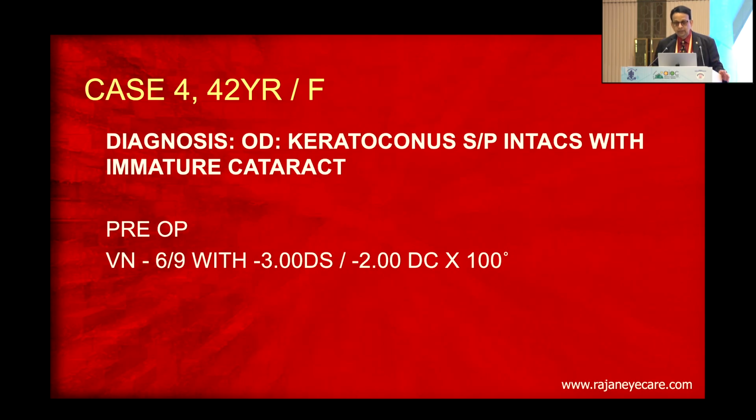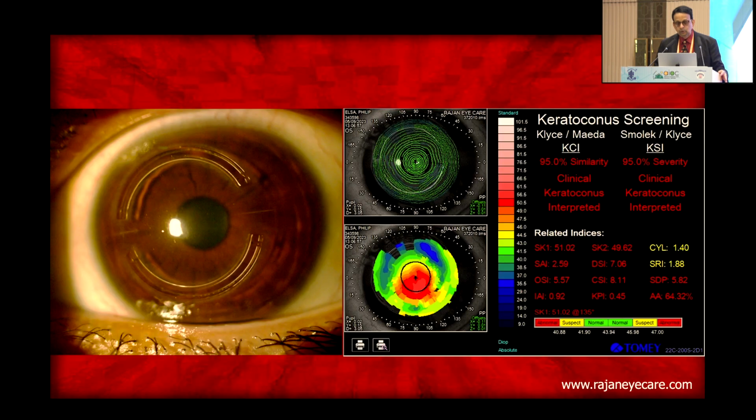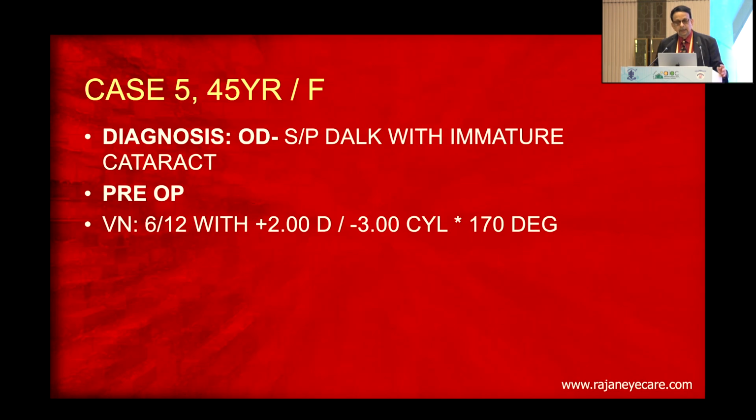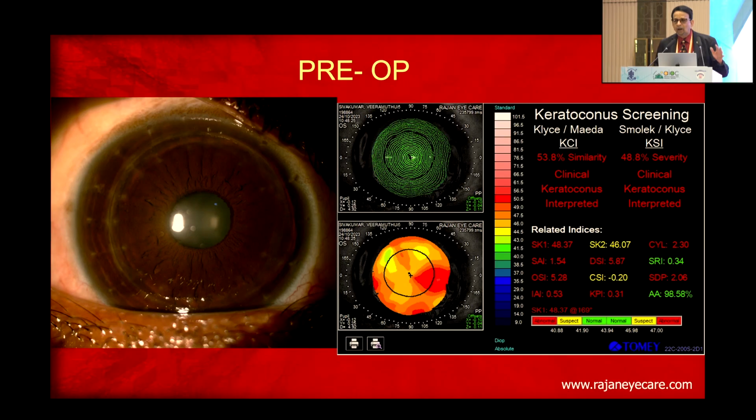Keratoconus post intact with the immature cataract, 6.9, -3, -2 cylinder. I went ahead with the phaco with the toric lens. Again, another patient, case 5, dark with immature cataract, and you can see +2 with -3 cylinder. All these are level on the cornea. The cornea is quite stable. You can correct the lens.